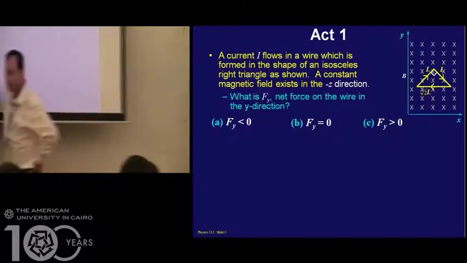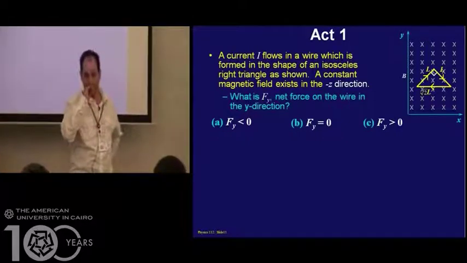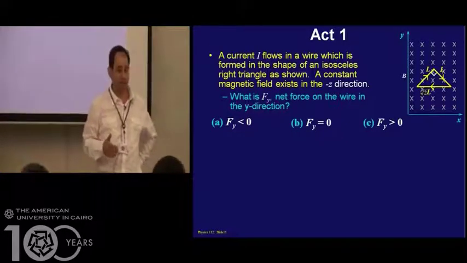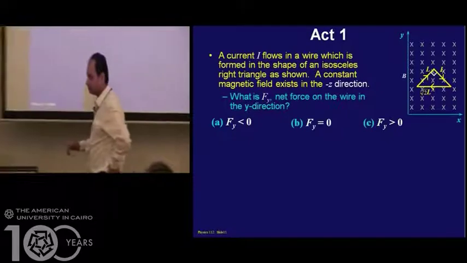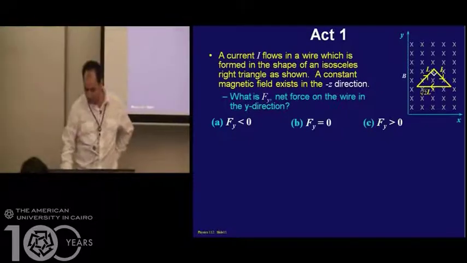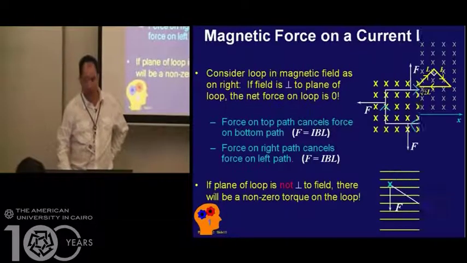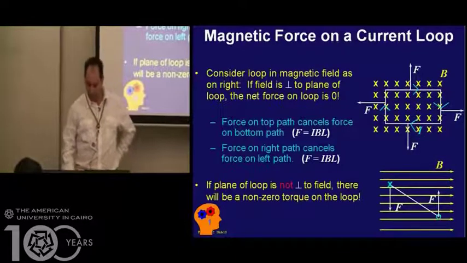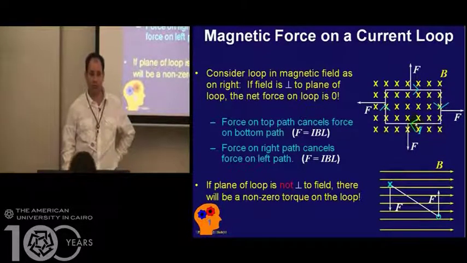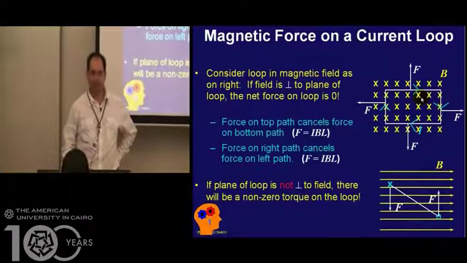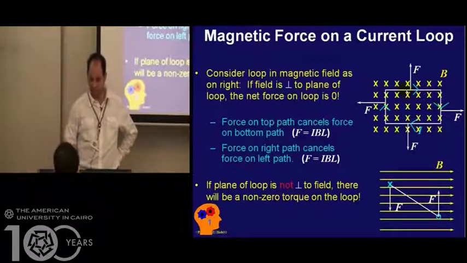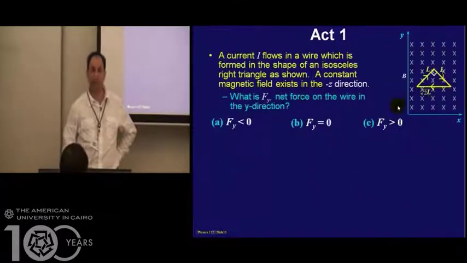I agree with all of you. That's one way to look at it. The other way is to go back a little bit and look at what we just said a minute ago. If you have a closed loop, and the magnetic field is perpendicular to that loop, which is the case in here, the net force on that loop was 0.